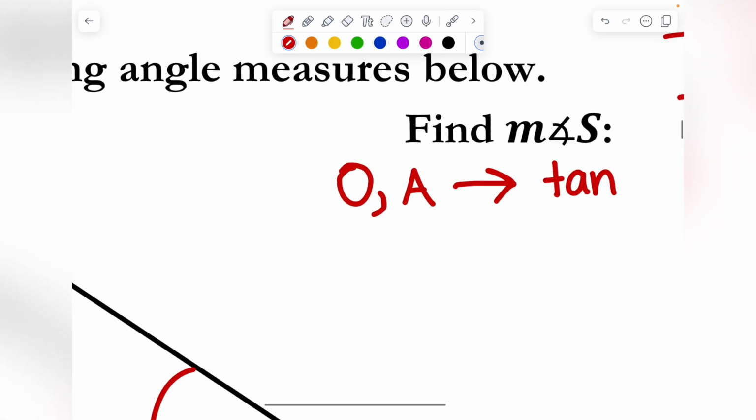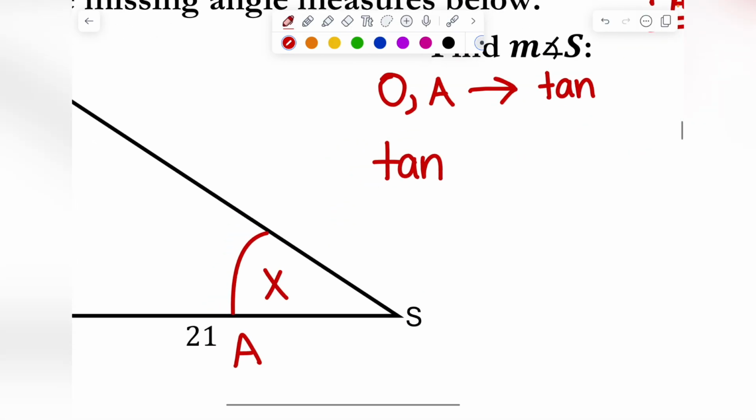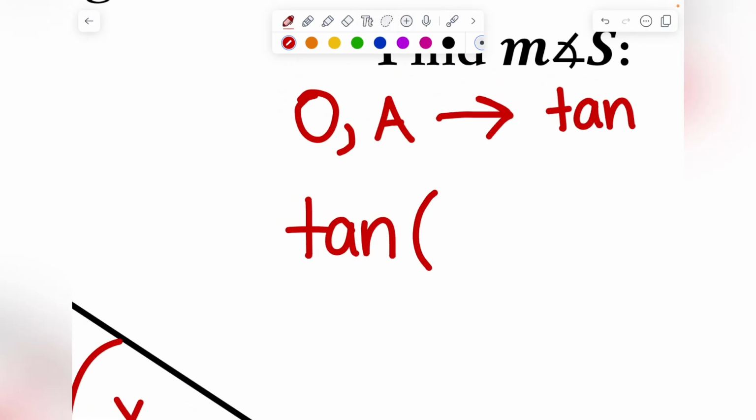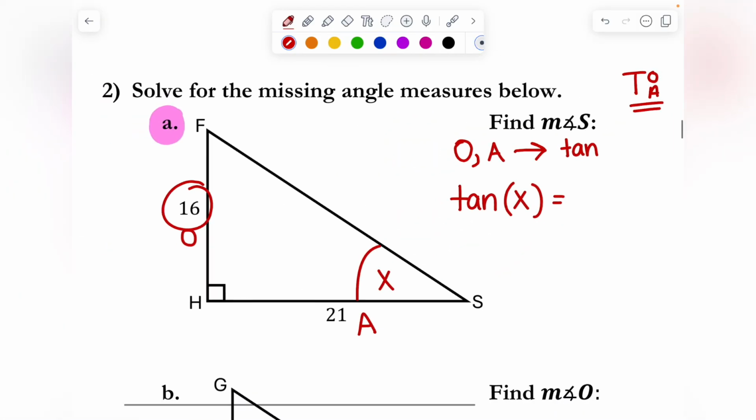So I'm gonna do tangent of the angle. I don't know the angle. I can put an X there. I can use the letter S if I want. It doesn't really matter. It's just tangent of some angle equals opposite over adjacent. So 16 over 21.